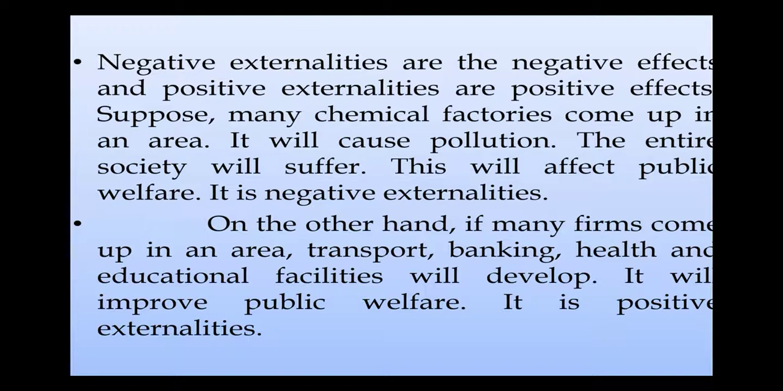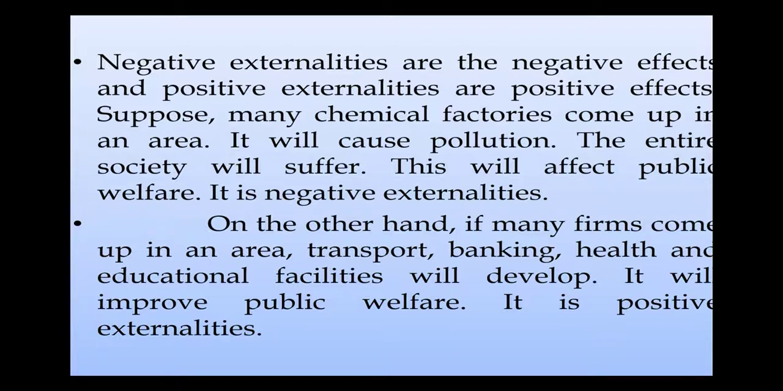So we can't say that with the increase of chemical factories welfare is increasing, because it will affect the health of those people negatively. And on the other hand, if many firms come up in an area, transport, banking, health, and education facilities will develop. It will improve public welfare. These are positive externalities. So negative and positive externalities are not included in the national income.